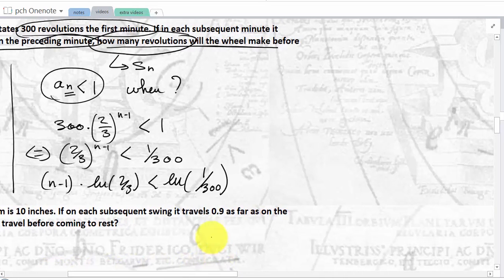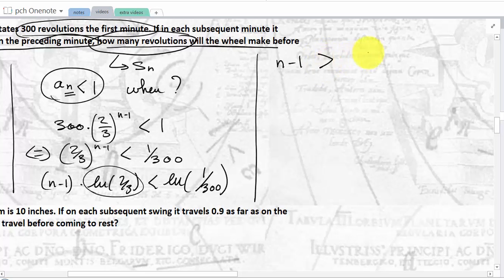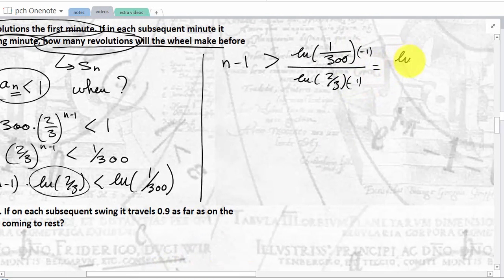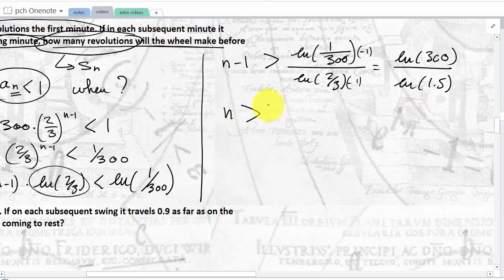Be careful here, be careful. I am going to divide both sides by this, but this is negative, right? Because 2/3 is smaller than 1. So I need to flip my inequality. N minus 1 is above ln of 1 over 300 divided by ln of 2/3. Here, let's multiply top and bottom by -1. So it's going to be easier to write. So this is ln of 300 divided by ln of 1.5. And then finally, you add 1. So n is above ln of 300 divided by ln of 1.5 plus 1.